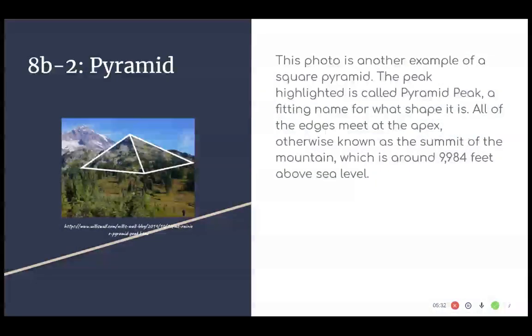This photo is another example of a square pyramid. The peak highlighted is called Pyramid Peak, a fitting name for the shape it is in. All of the edges meet at the apex, otherwise known as the summit of the mountain, which is at around 9,984 feet above sea level.